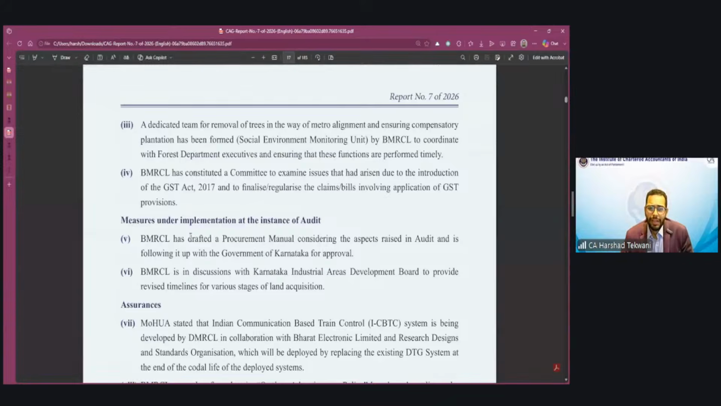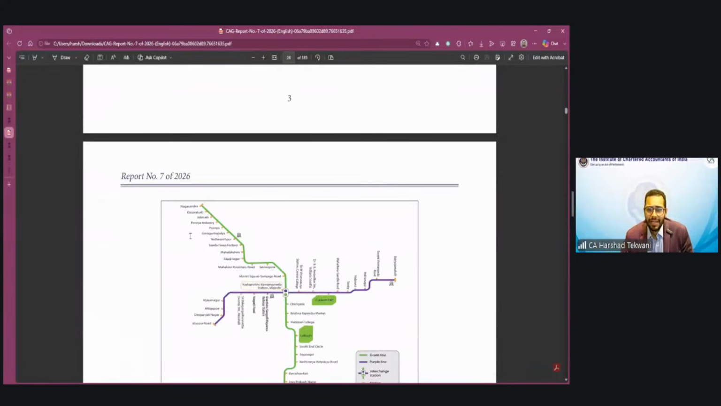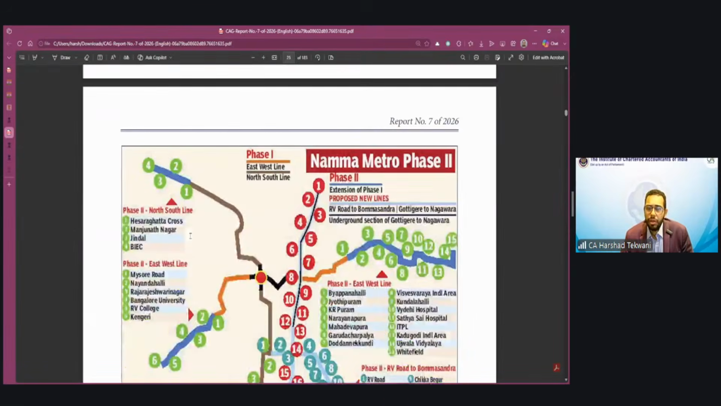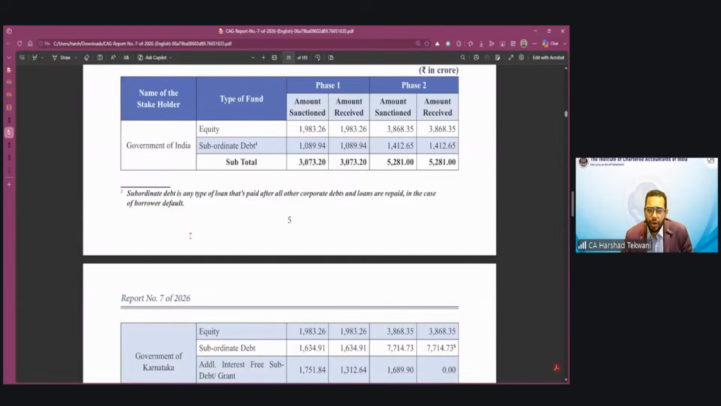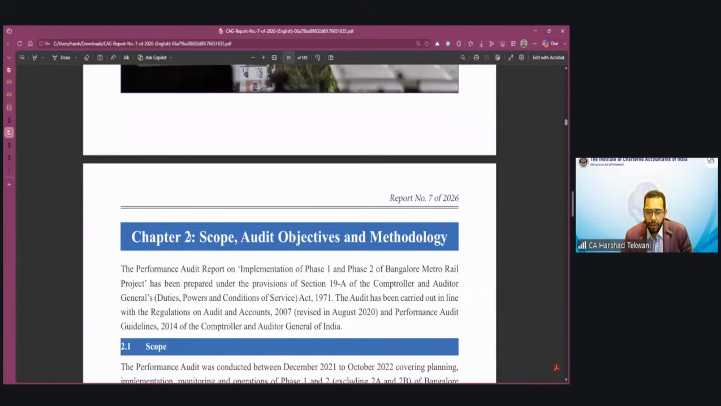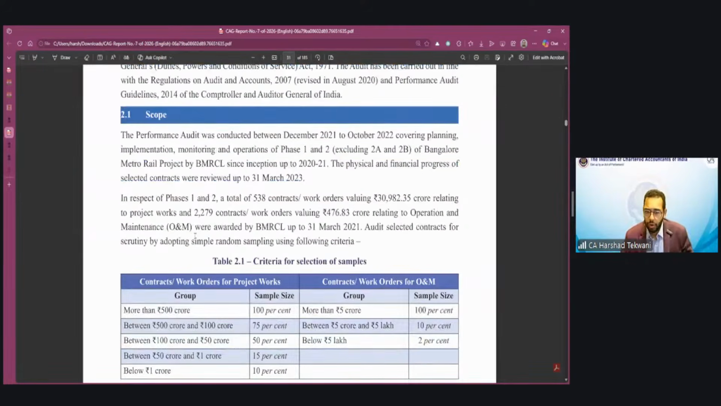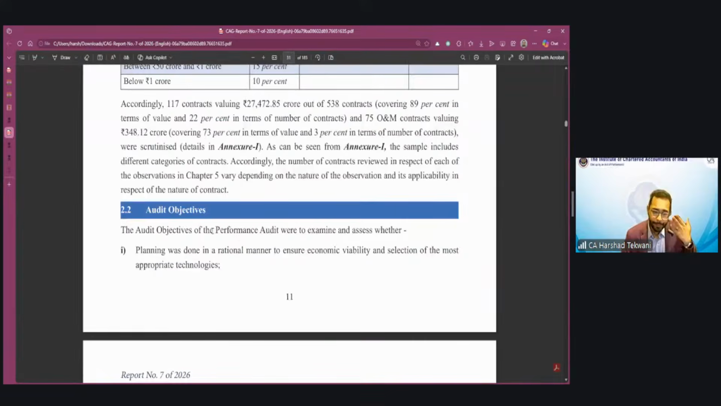Because chapter 1 is kind of an executive summary of that particular subject matter, as of now we'll not go into that, but we will go to chapter 2. When we talk about chapter 2 of this particular audit report, it talks about scope. Scope means what is covered, the subject matter itself.